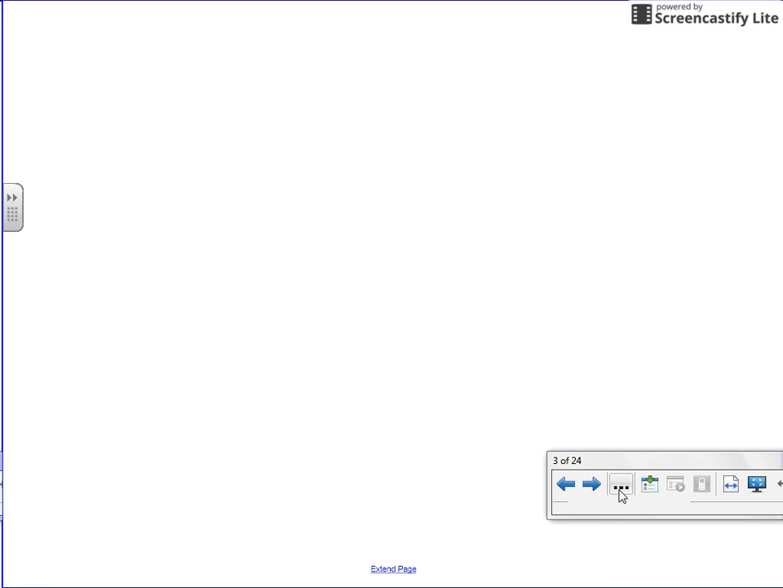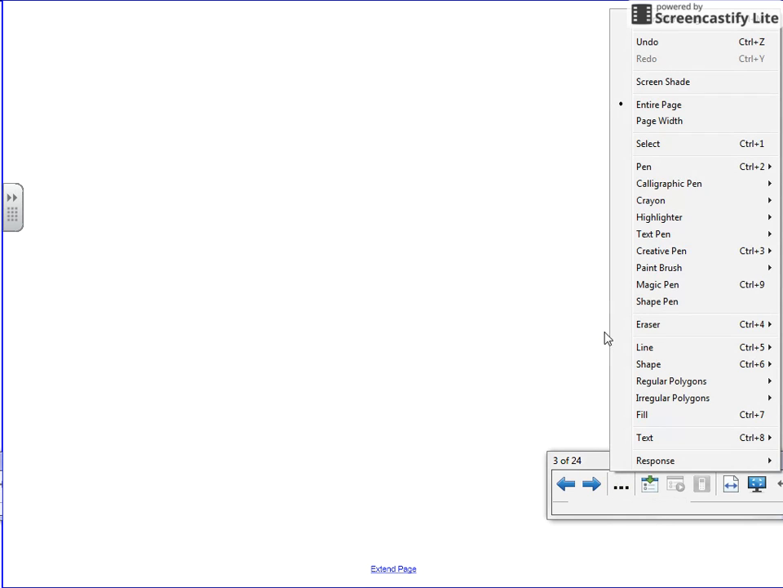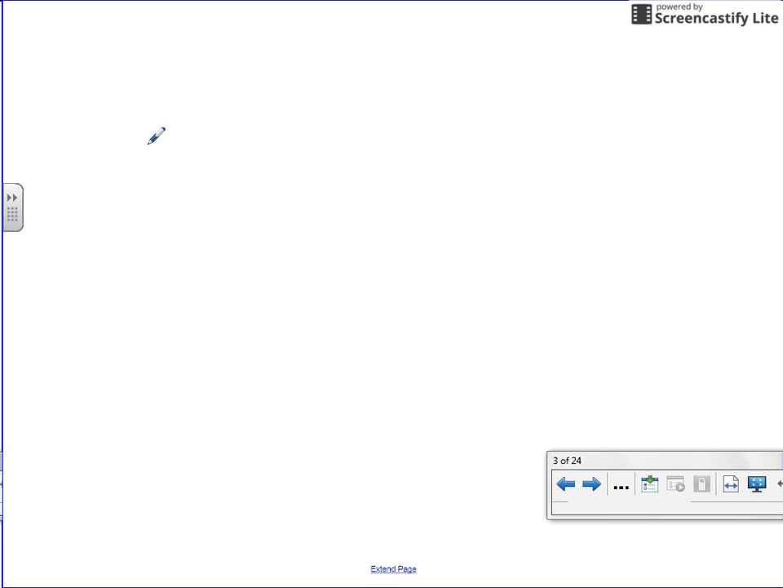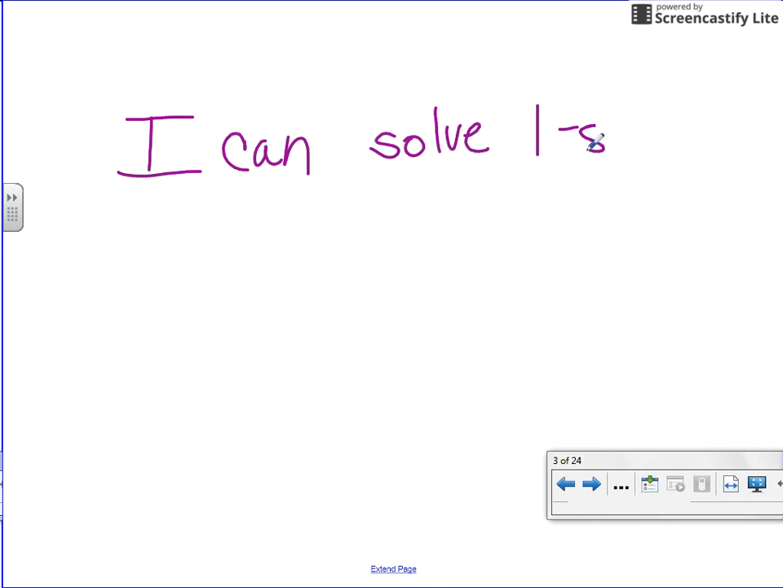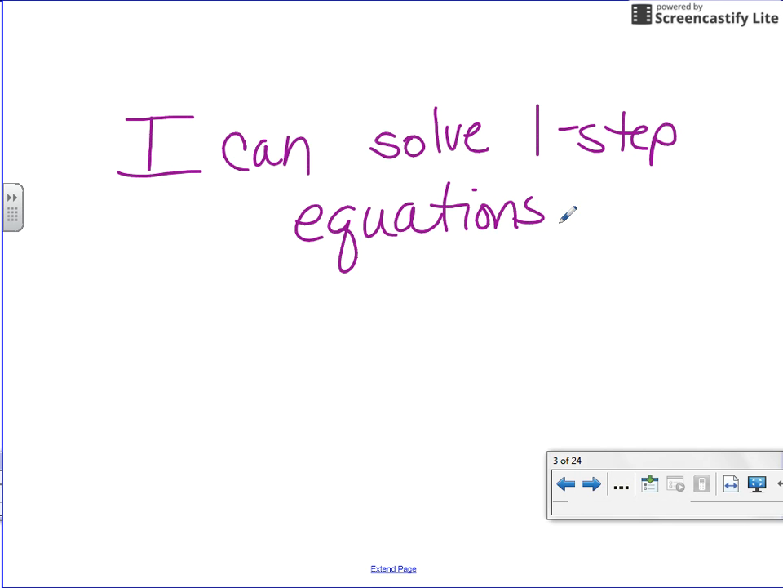All right, we begin this, as we do all of our note sections, by focusing on and making sure we're deliberate about saying what our learning target is today. And so today we are going to say, I can solve one-step equations. We're going to be solving one-step equations today.